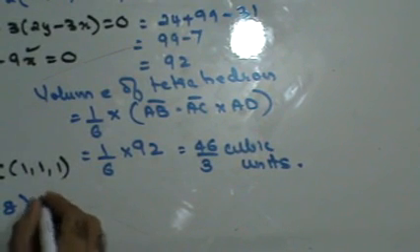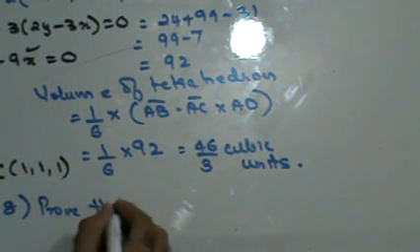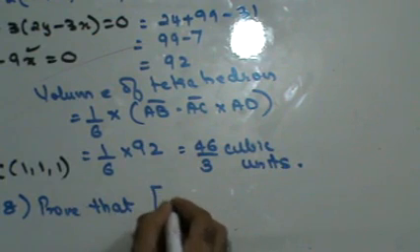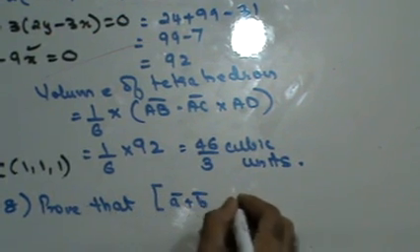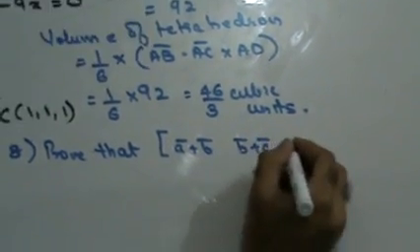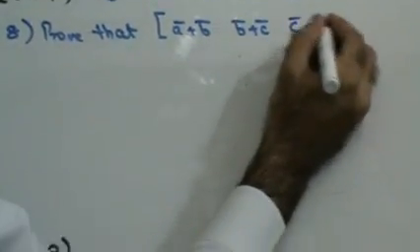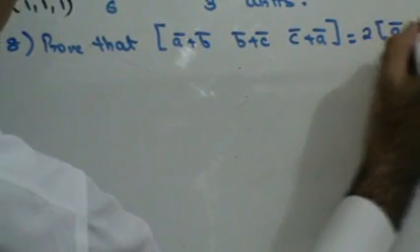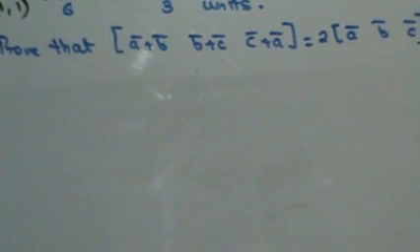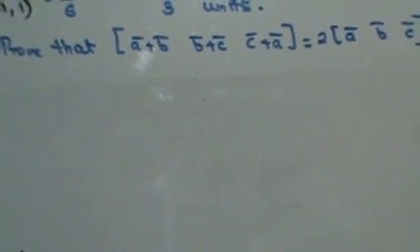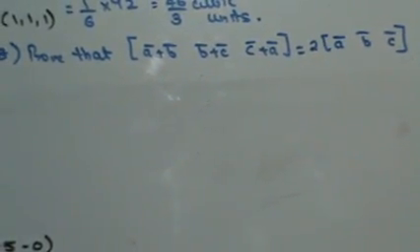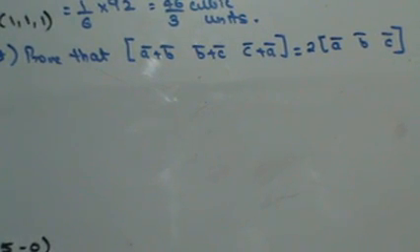Prove that A vector plus B vector, B vector plus C vector, C vector plus A vector is equal to twice A vector, B vector, C vector. Now when you have three vectors written in a square bracket, that indicates scalar triple product of vectors.